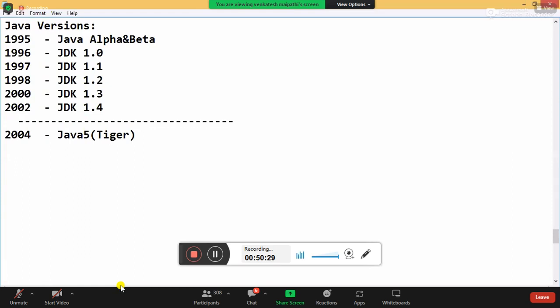Up to 2002, only engineering college students knew this product, or some companies that had a project. But in the open market, people started looking at it from 2004. So the Java 5 product is Tiger.